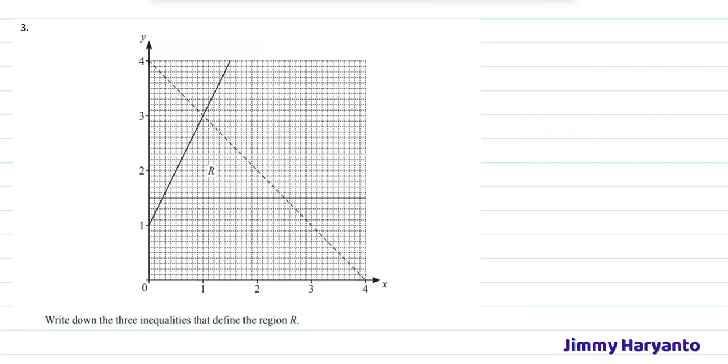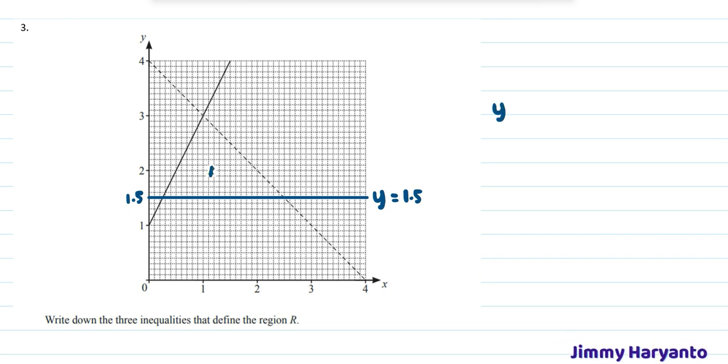Okay, next is question 3. For question 3, I want to take a look at this line first. That is a horizontal line. That means this one is x. Sorry, my bad. It's y. And then the line lies on the 1.5. That means y equals 1.5.